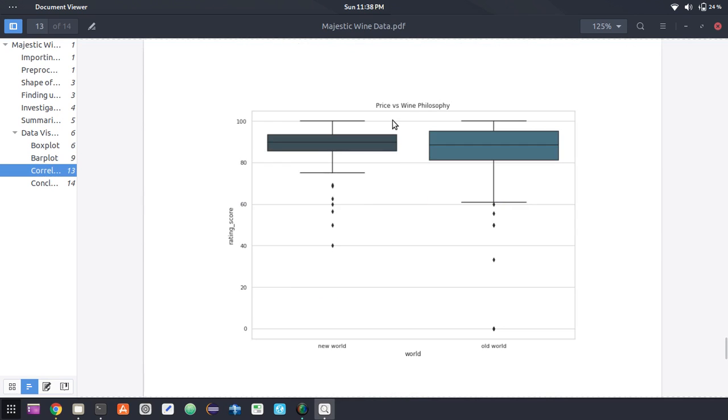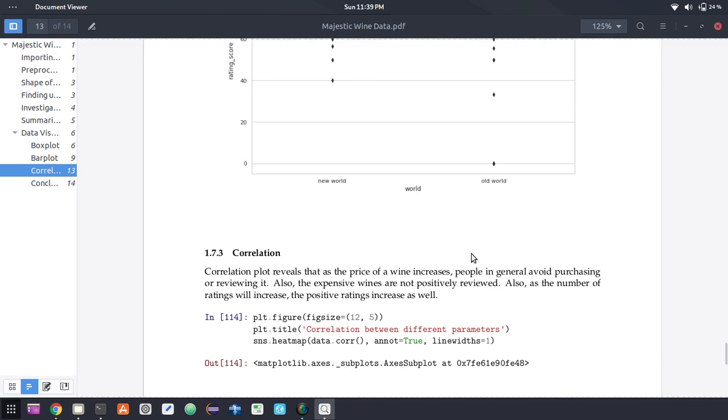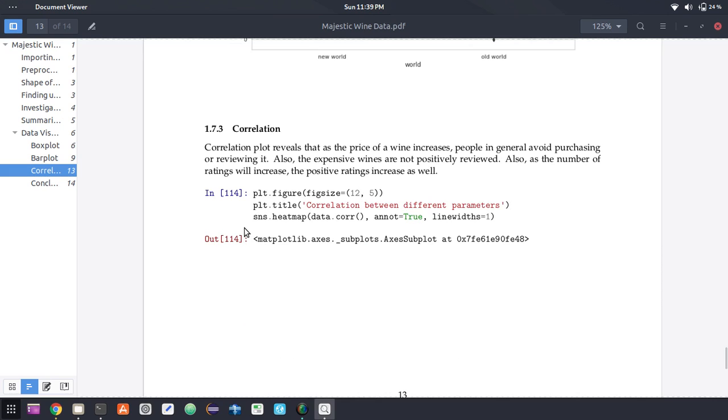Now, price versus wine philosophy. No, this is not price versus wine, this is rating score versus the world. It's not significant. The average is almost the same, but still we can see that the new world is more appreciated, and the old world has slightly lower rating points, but that's not that significant.